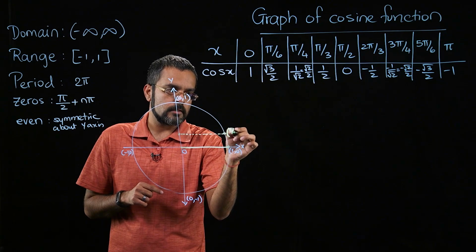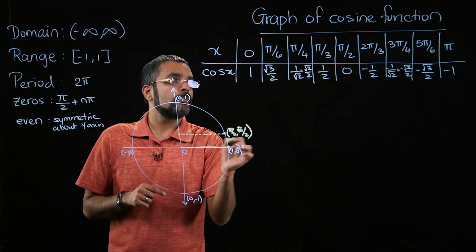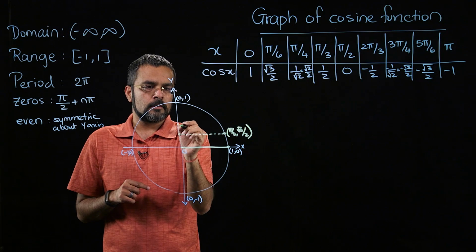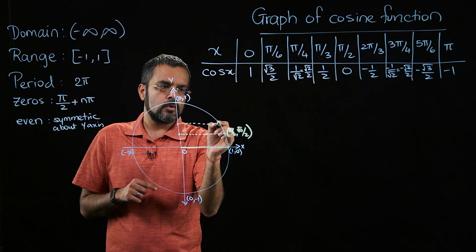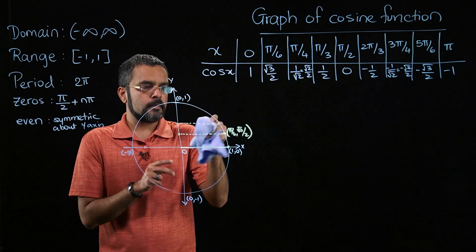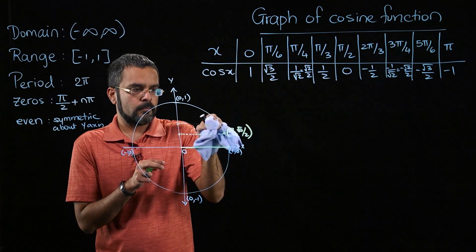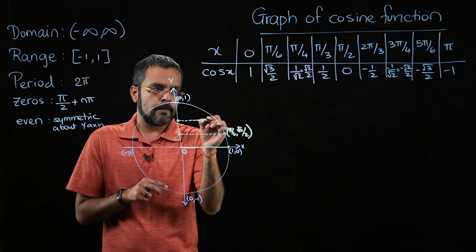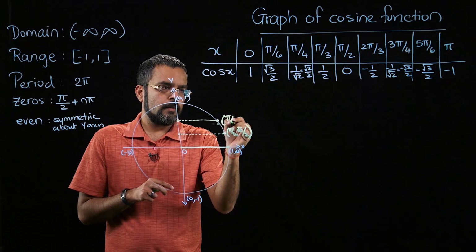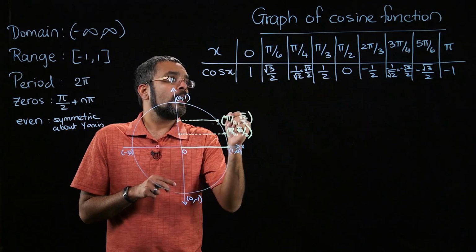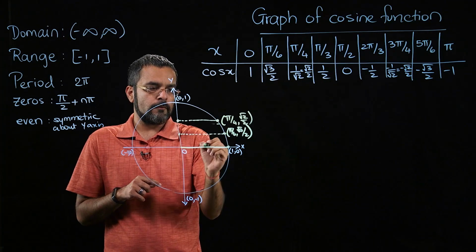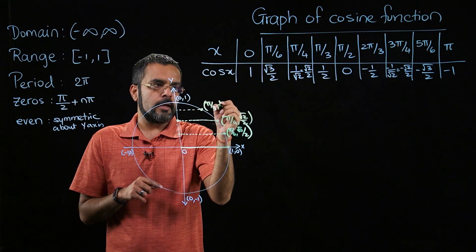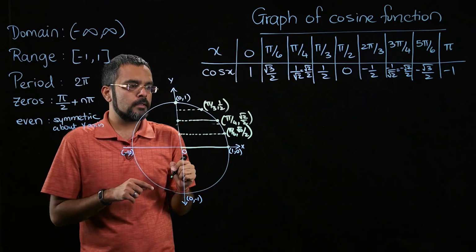So this is pi over 6, √3/2. Then I have pi over 4 and √2/2, so it'd be a little higher than that. So about somewhere around here, you would have pi over 4 and √2/2. And then I have pi over 3, which would be, half would be somewhere about here. So this point here would be pi over 3. And then finally, this point here, that is 0.